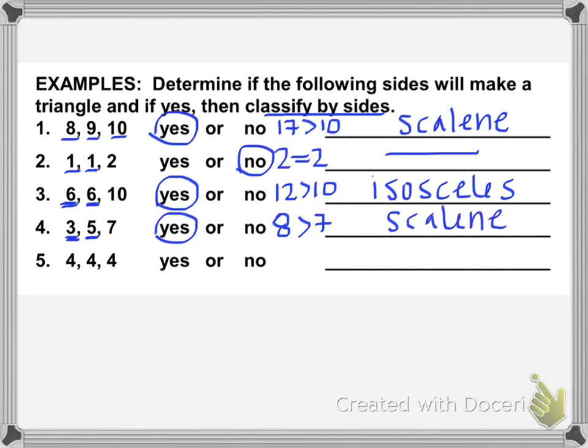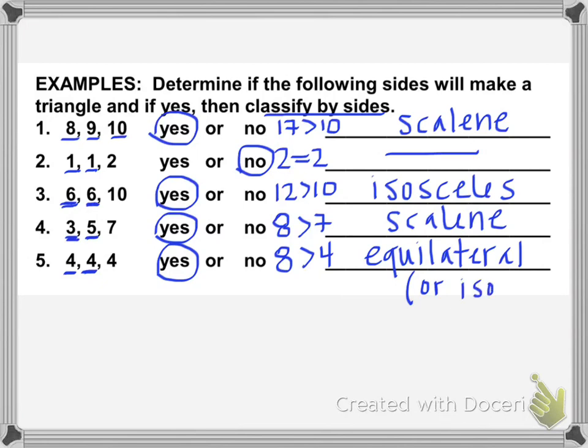And then the last one, we have all sides are the same length, so any 2 that I add, I can pick 4 and 4. I add those to get 8. 8 is bigger than the third side, which is 4. So yes, this also makes a triangle, and since all 3 sides have the same length, we say that this is equilateral. That's the best answer. But technically, we know that isosceles means that at least two sides have the same length. So we could also say that this is also isosceles.